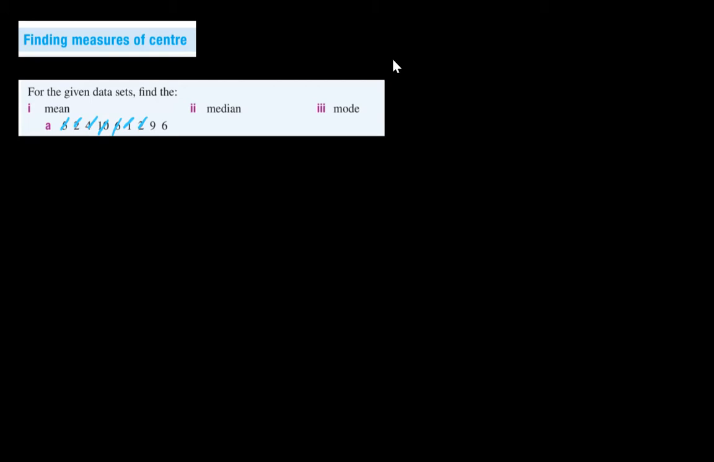Okay, so let's have a look at the mean first. What are the advantages of using the mean? The mean uses every item of data. Also, the mean is affected by outliers.